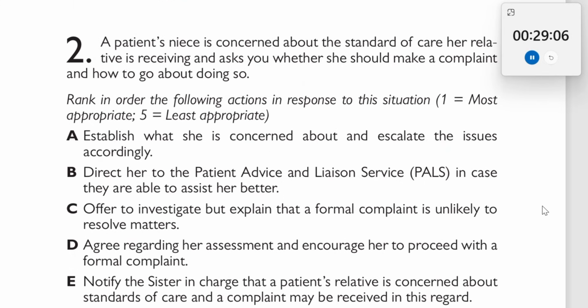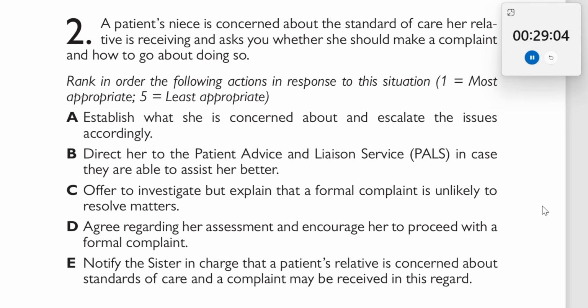Next is 32. The patient's niece is concerned about the standard of the health care her relative is receiving and asks whether she should make a complaint and how to go about doing so. So read the options and rank accordingly.